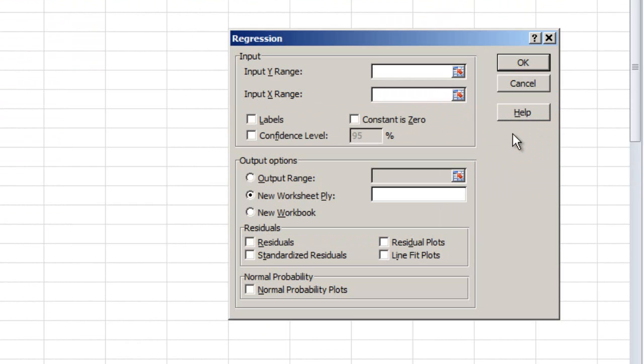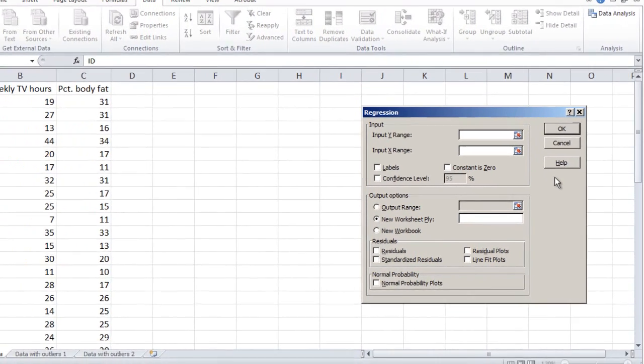Now you need to think about which variables you want to put in the input Y range and the input X range box. The convention is to put the cause on the X range and the result on the Y range. So our working theory here is that the number of hours you spend watching television causes, or at least has something to do with, your percentage of body fat. So let's put weekly TV hours on the X range and percent body fat on the Y range. Here's how to do it.